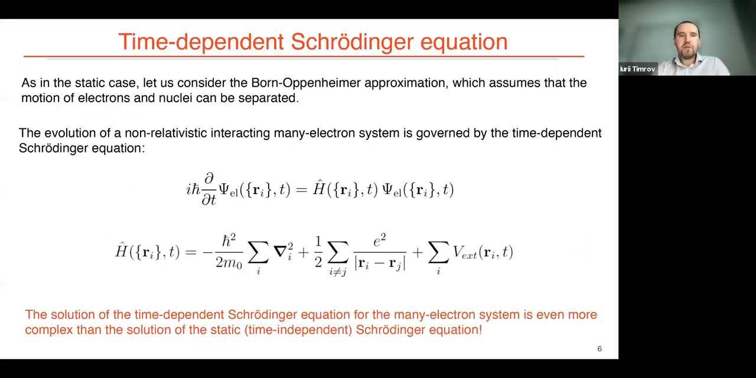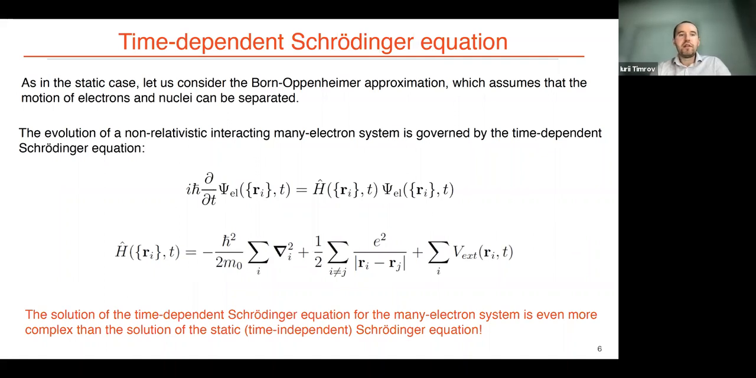All right. So let's start with the time-dependent Schrödinger equation. I hope I explained why we need to go to the time domain. As written on the slide, like in the static case, we want to use the Born-Oppenheimer approximation, which tells us that electrons move in the field of clamped nuclei. So the mass of nuclei is much larger than the mass of electrons, so we can assume that nuclei are fixed and electrons move around the nuclei.